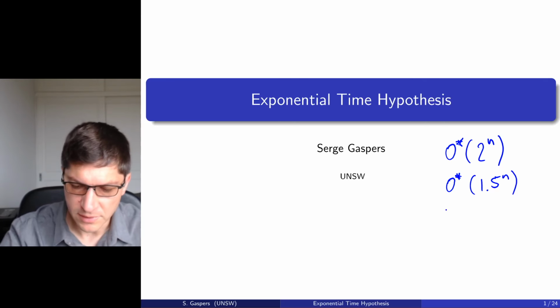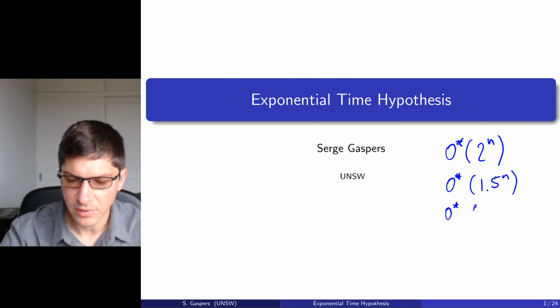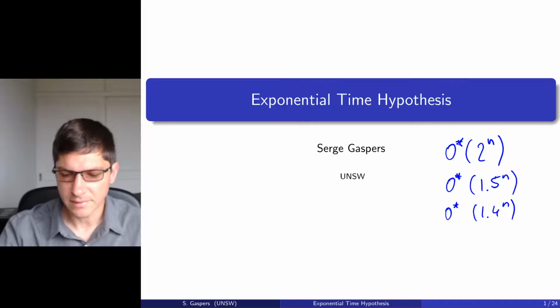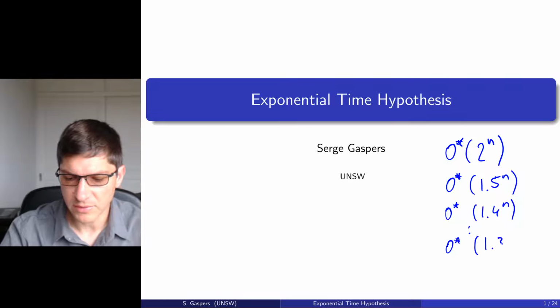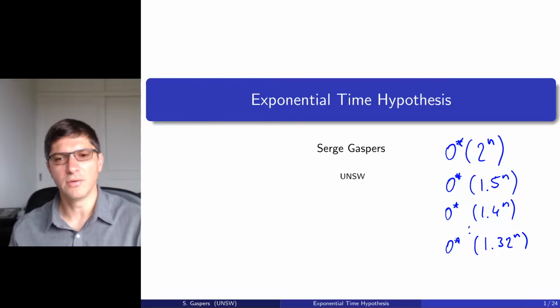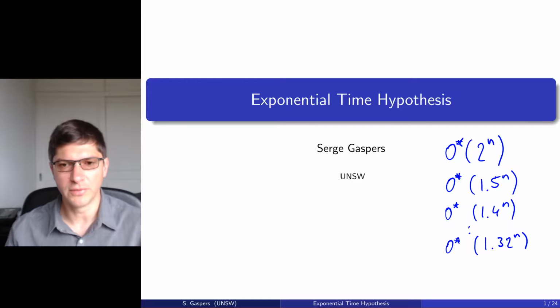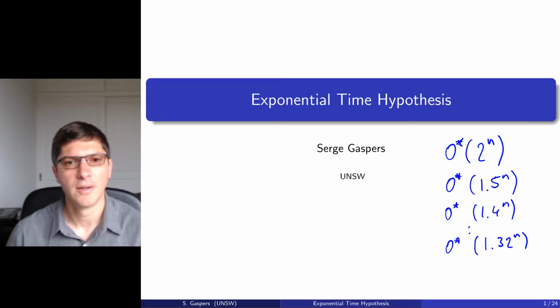And then somebody else comes along and improves it to O star of 1.4 to the power n. And so there might be smaller and smaller improvements. Maybe the best known algorithm is something like 1.32 to the power n. But how far can this go? How much can we keep improving these running times?